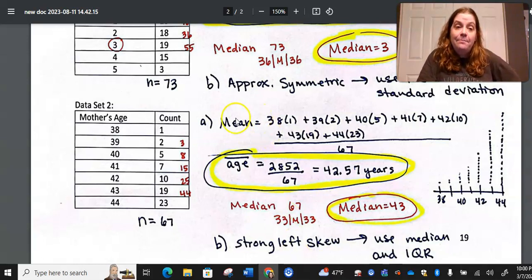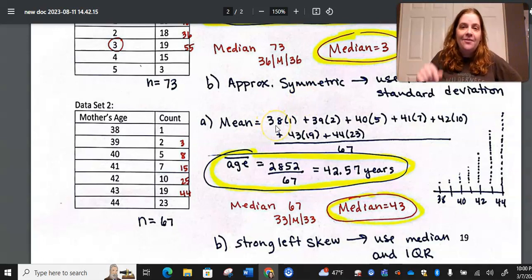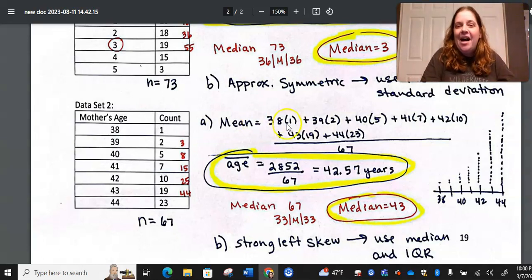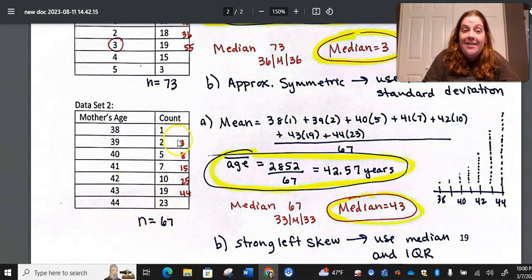Now again, to find that mean, I know that I'm going to have 1 38 and 2 39s and 5 40s, etc. So instead of going 38 plus 39 plus 39 plus 40 plus 40 plus 40 plus 40 plus 40 and adding it up like that, I'm just going to multiply to make it faster. I have 1 38 and 2 39s and 5 40s, etc. Okay, I add each number times how many of those I have. There were 67 numbers total, so we divide by 67 and we end up with 42.57.